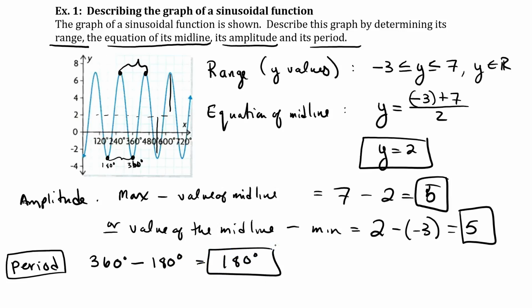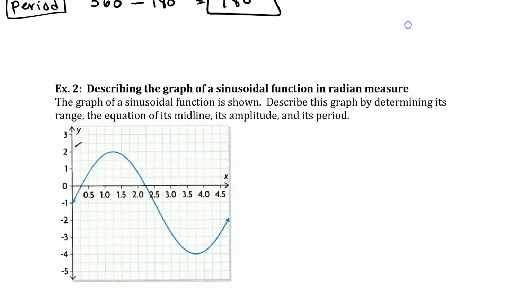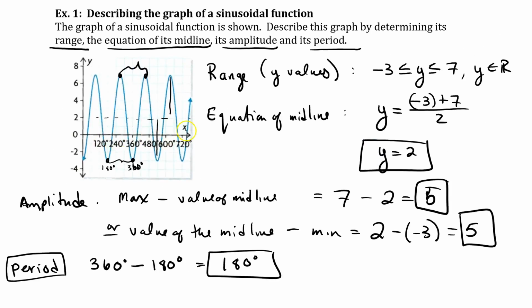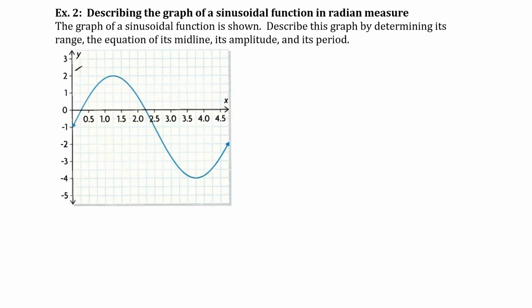Now you're going to go by whatever units are on that x-axis. In this exact one, the angle has been calculated in degrees. Let's look at this next one, example 2. You'll notice that the first one is in degrees, but let's look at this one in radians, describing the graph of a sinusoidal function in radian measure. Essentially, the only thing that's different here is that the units are not in degrees. That's all we need to do to analyze it this way. So we're going to talk about the same thing: range, equation of midline, amplitude, and period.